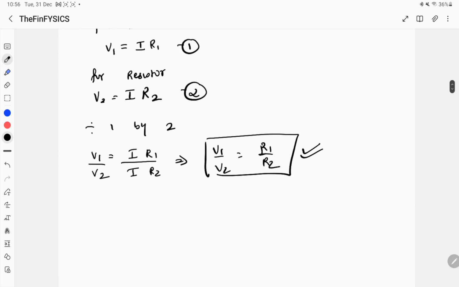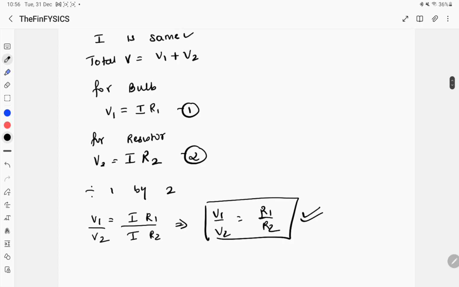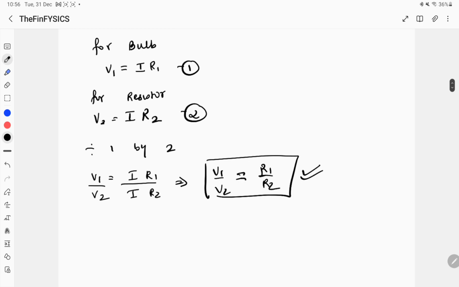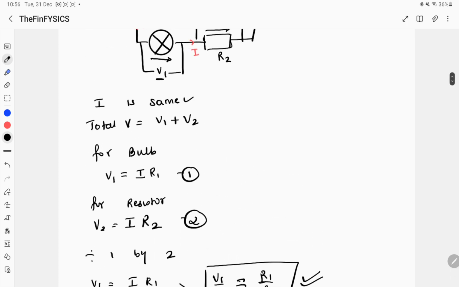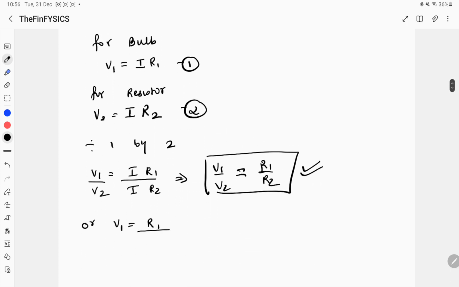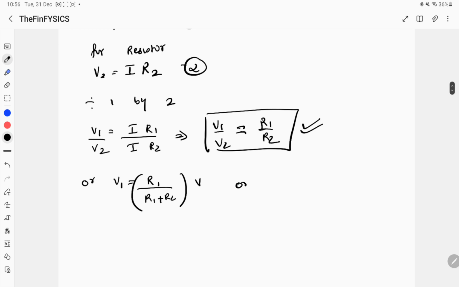Okay. So whenever you have fixed resistors, remember the voltage is proportional to resistance. So this ratio is valid. There is one more formula that you can use. Okay, and the formula becomes voltage across V1 will be equal to the resistance across V1, which is R1 over total resistance, and the whole multiplied by the total voltage.